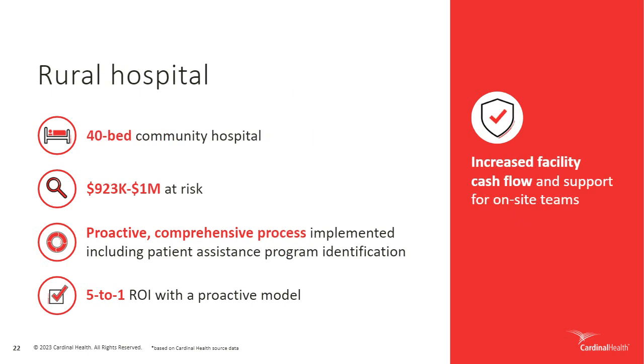We also want to look at what this looks like for rural hospitals, critical access, or small community-based hospitals. This is applicable here as well. We all experience the pain points in healthcare. We just often experience them a little differently. So if we look at a 40-bed community hospital, it still had a $923,000 to $1 million at-risk value. Through proactive comprehensive processing, including a patient assistance program, even here we had a 5-to-1 ROI with a proactive model. This truly went a long way to increase that facility's cash flow and support of their on-site teams. We all know that in rural America, often we feel the barrier of having enough staff to go around, maybe in different ways than most.